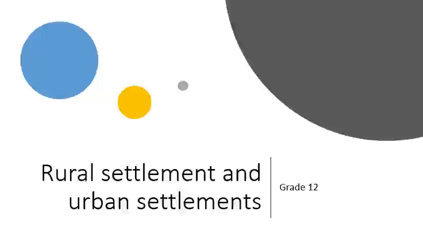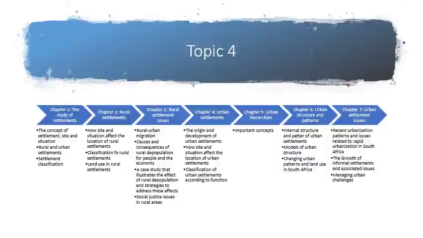This term we're going to look at rural settlements and urban settlements. In your book, you can refer to topic 4, and it starts on page 170, and topic 4 has got 7 chapters that we have to work through.